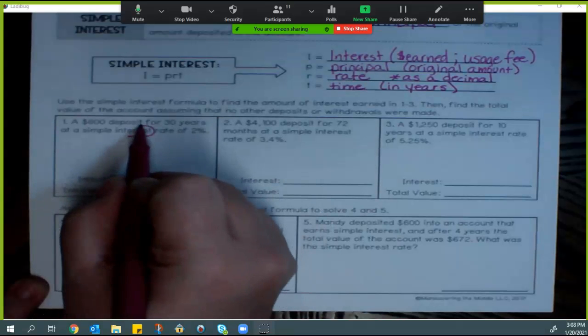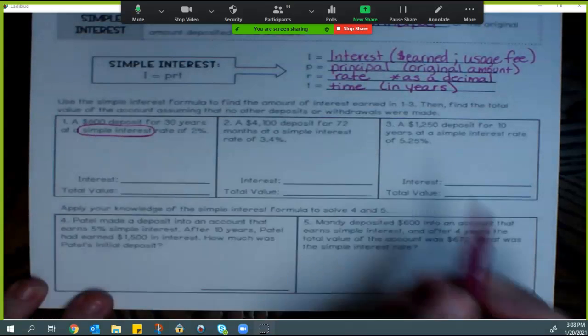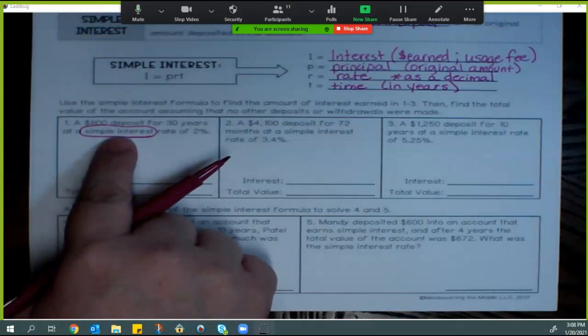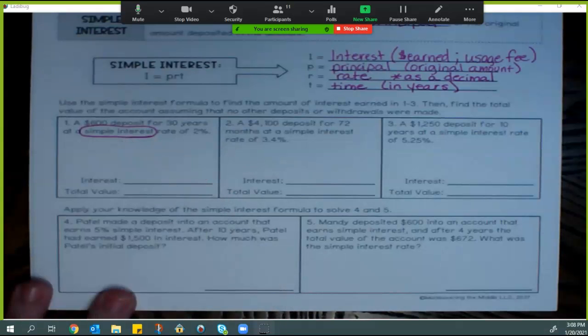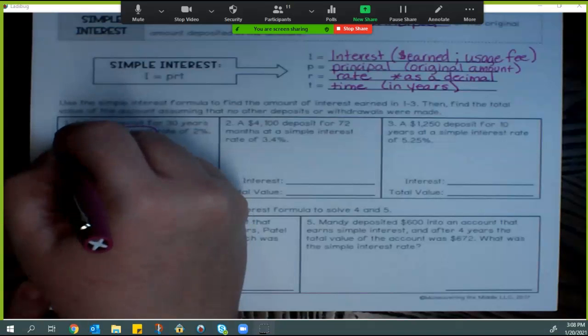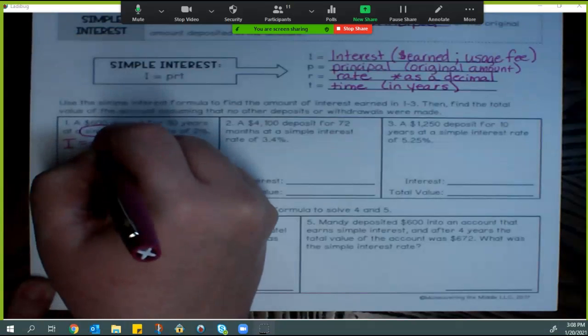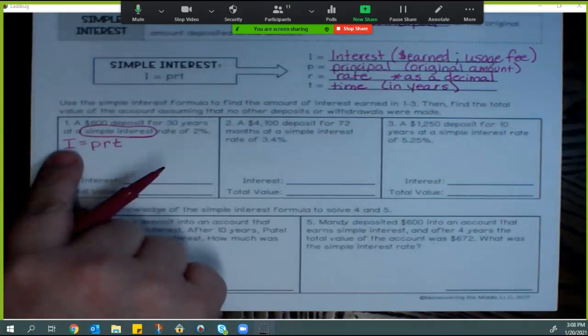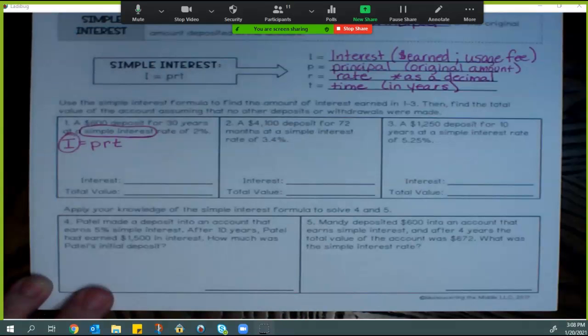Circle the words simple interest. That's a vocabulary word. That's going to tell you what formula to use. Tomorrow we're going to learn about something called compound interest, and it has a different formula. So by circling this key word, that's going to help your brain remember which formula to use. All right, simple interest. What is the formula? I equals PRT. Very good.